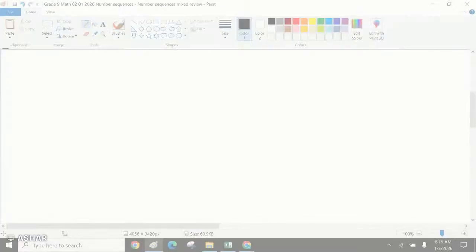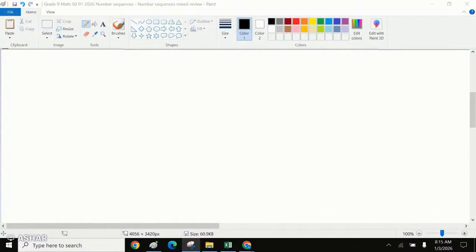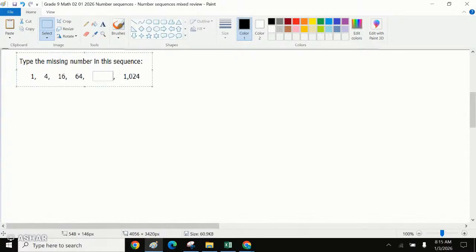Type the missing numbers in the sequence. Okay, we have a sequence over here. This is question number 7. And the question says, type the missing numbers in the given sequence.